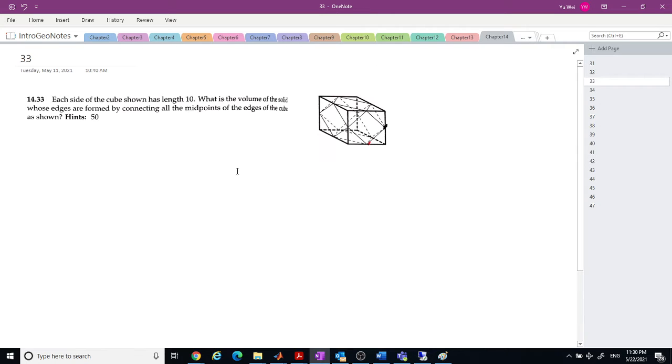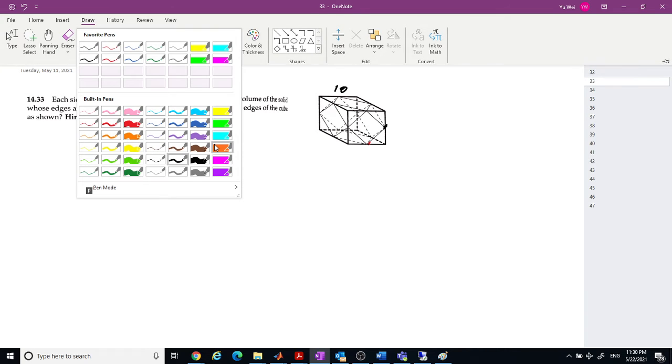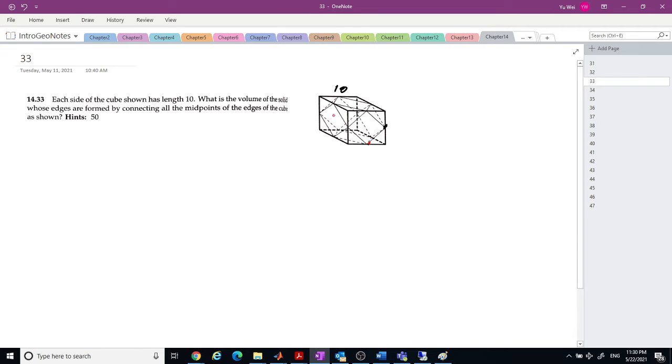Problem 3. Each side of the cube shown has length 10. What is the volume of the solid whose edges are formed by connecting all the midpoints of the edges? We have 12 edges, so we have 12 midpoints. When we connect them, you need to be very patient to see what the constructed solid looks like. Let's connect some lines to help you see it.